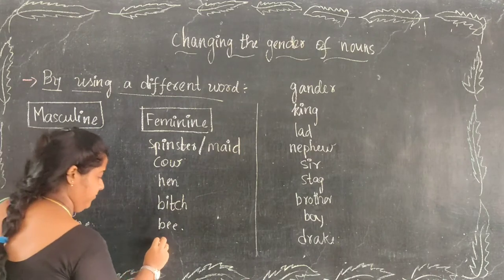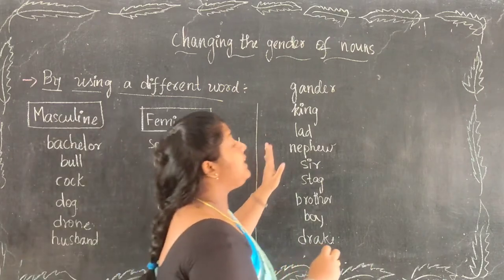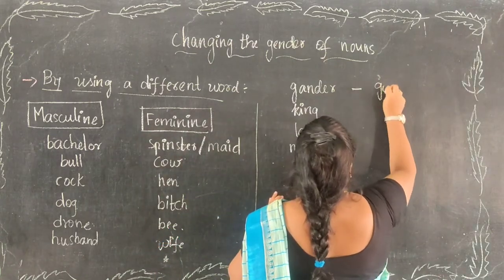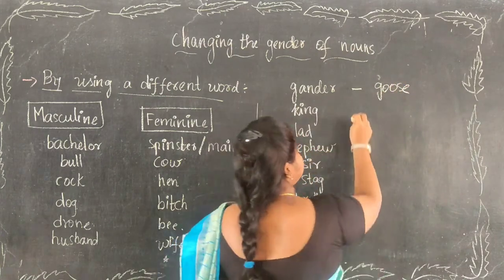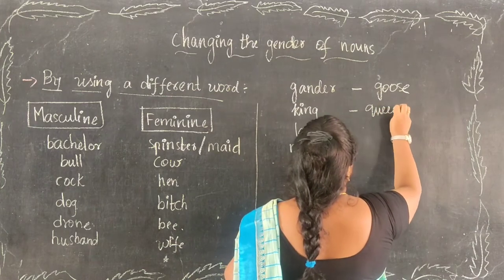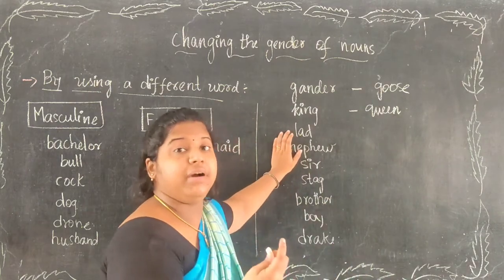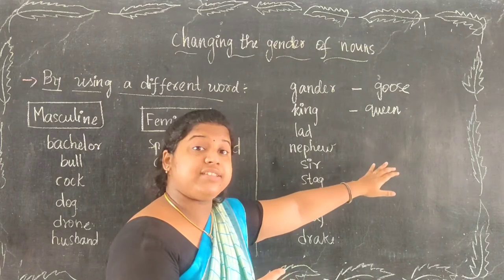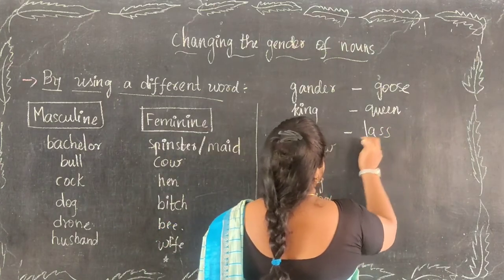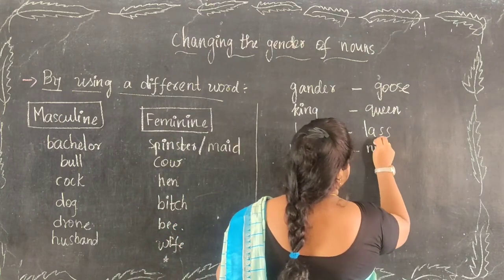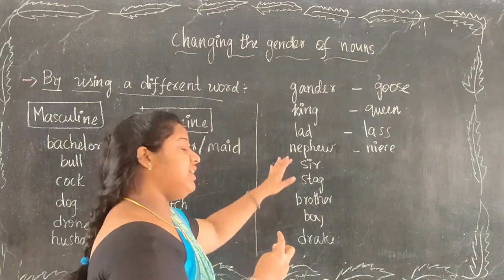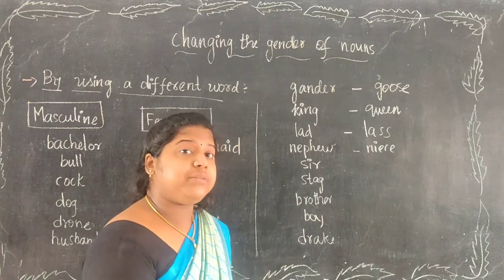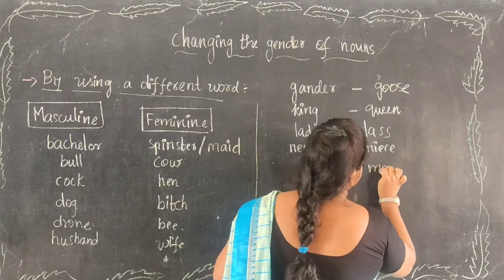Husband, wife. Gander means a male goose, and the feminine is goose. King, queen. And then lad, which means a small boy, and in the feminine you have to say lass. And then nephew, niece. A nephew is a sister's or brother's son. When writing a letter to a sir, you write 'Respected Sir', and when writing to a madam, you write 'Respected Madam'. It can be written as madam or ma'am.